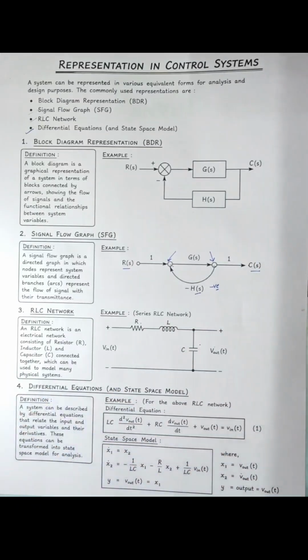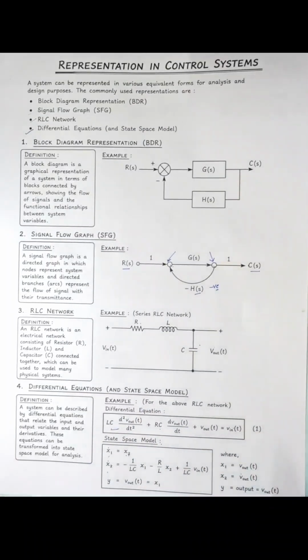Now we talk about the differential equation. We will put the differential equation like this. And this differential equation will be used in state space model like x1 dot equals x2, x2 dot equals minus 1 by LC x1 minus R by L x2 plus 1 upon LC V in. So this is only an example to show what a differential equation is and how it is described.